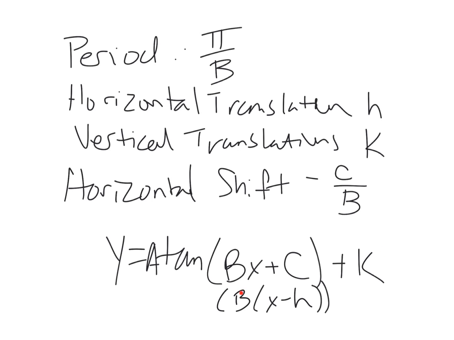To reiterate, if there's no b, you can just simply say horizontal translation. And you can simply just say that's h, so that's your horizontal translation. As far as horizontal shift, it can still apply, right? So if you don't have it factored out, then you can just simply go c over b. So depending on what you're given, roll with it.